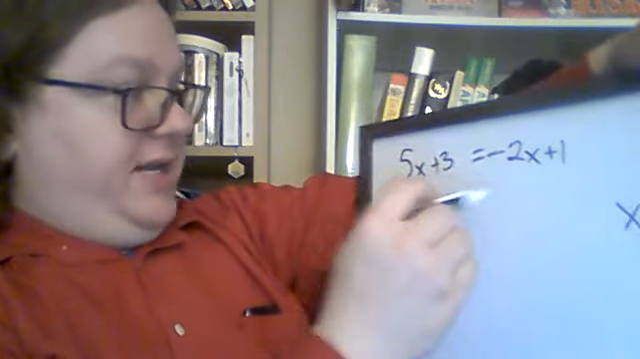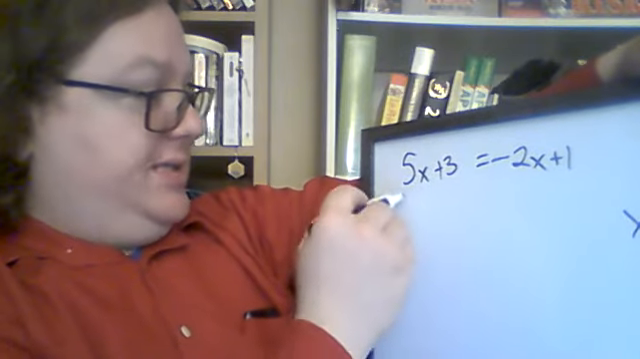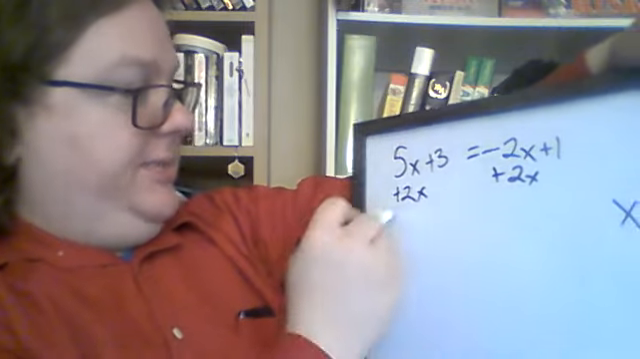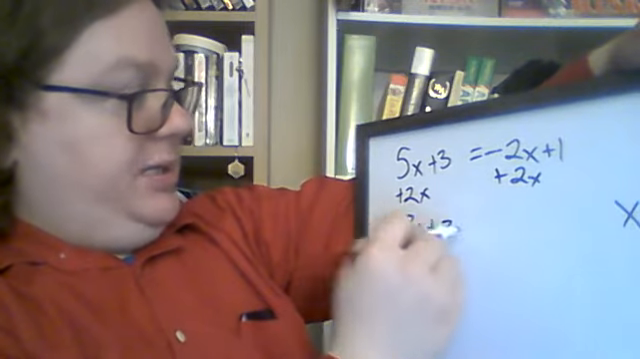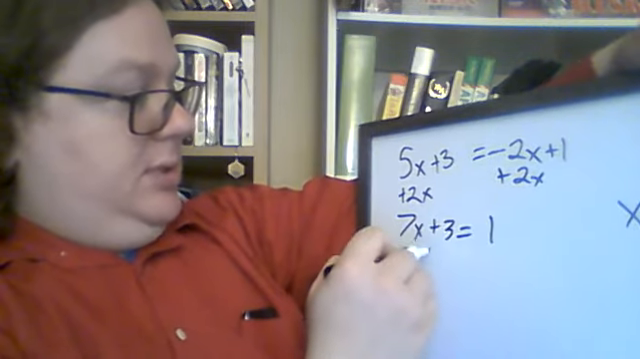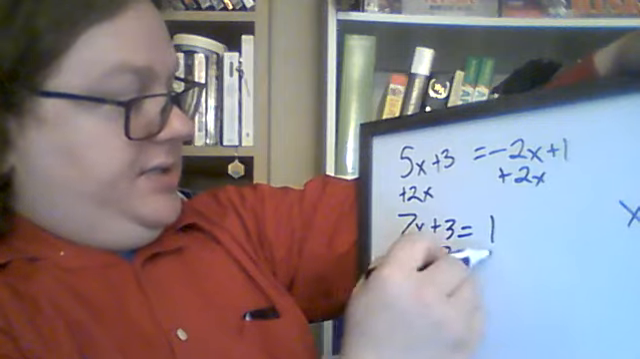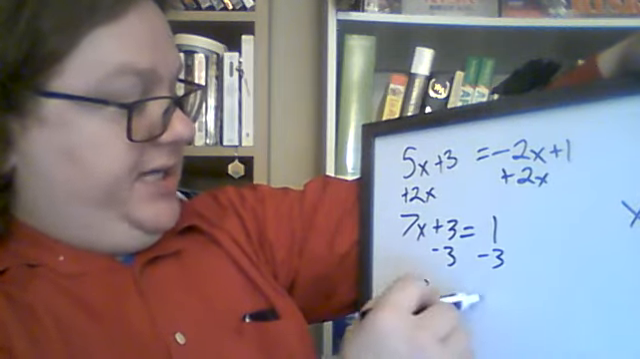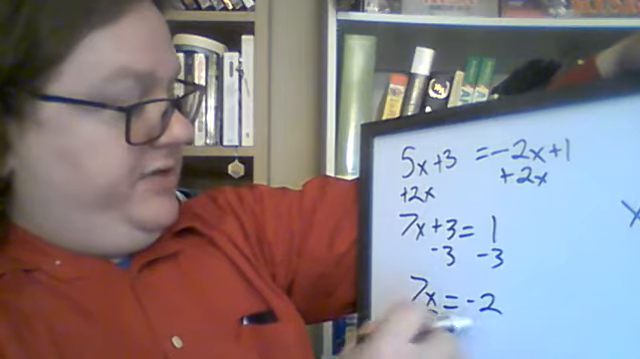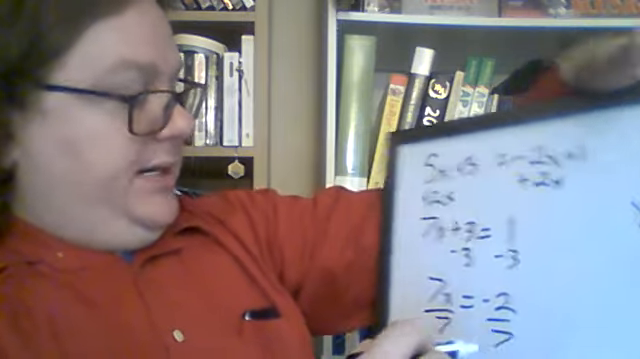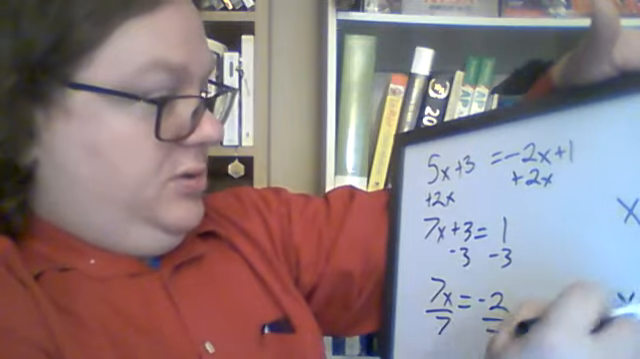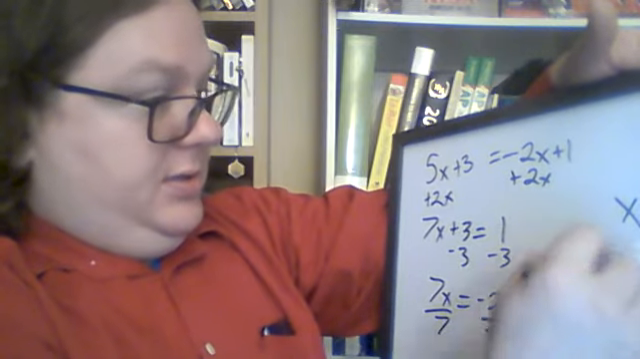Now I'm going to solve again. Plus 2x makes 7x plus 3 equals 1. Minus 3, so 7x equals negative 2. Divide by 7, and x equals negative 2 over 7.